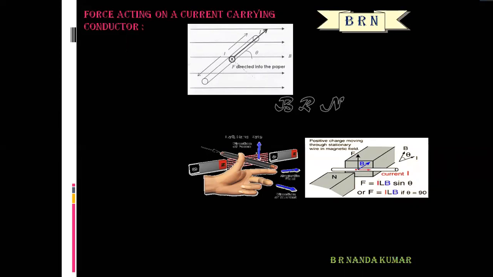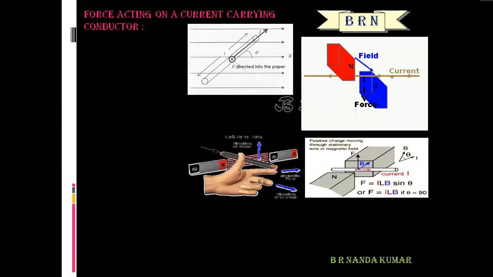So the rule is very important. Stretch out the first three fingers of left hand in three mutually perpendicular directions. Forefinger points in the direction of magnetic field. The middle finger points in the direction of current. Thumb points in the direction of mechanical force. So here the force acting on the current carrying conductor is vertically upwards.